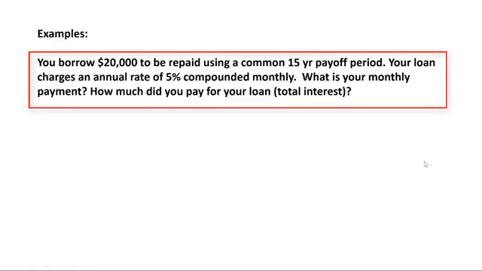Just a couple examples. You borrow $20,000 to be repaid using a common 15-year payoff period. Your loan charges an annual rate of 5%, compounded monthly. What is your monthly payment and how much did you pay for your loan?